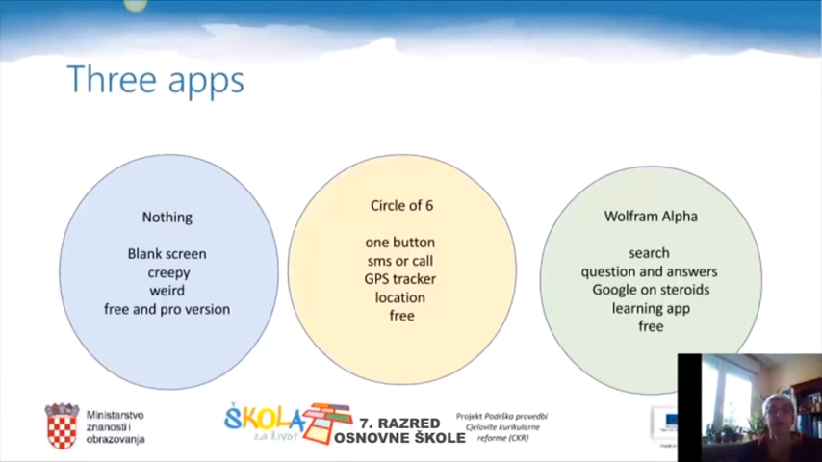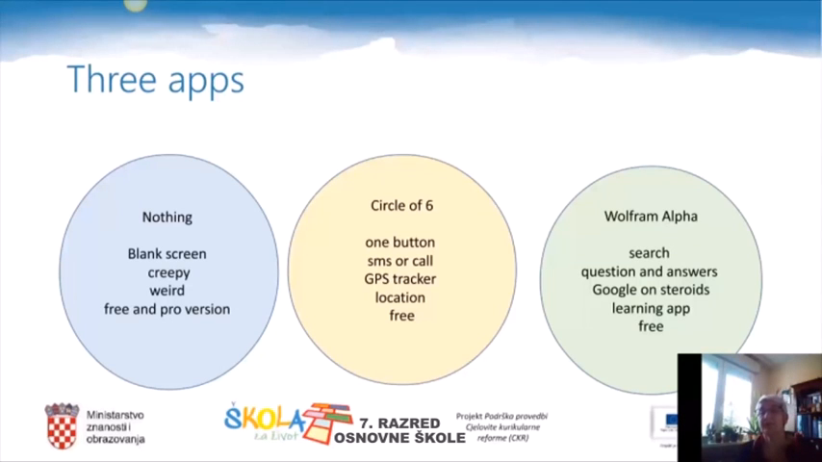They say that if you launch Nothing, it gives you just a blank screen. It's creepy and weird. There is a pro version, it gives you even more nothing. Nothing happens when you launch it. Circle of 6, with one button you can send an SMS or call to 6 of your friends. There's a GPS tracker that gives your friends your location. It's free and you can call for help in case of an emergency.